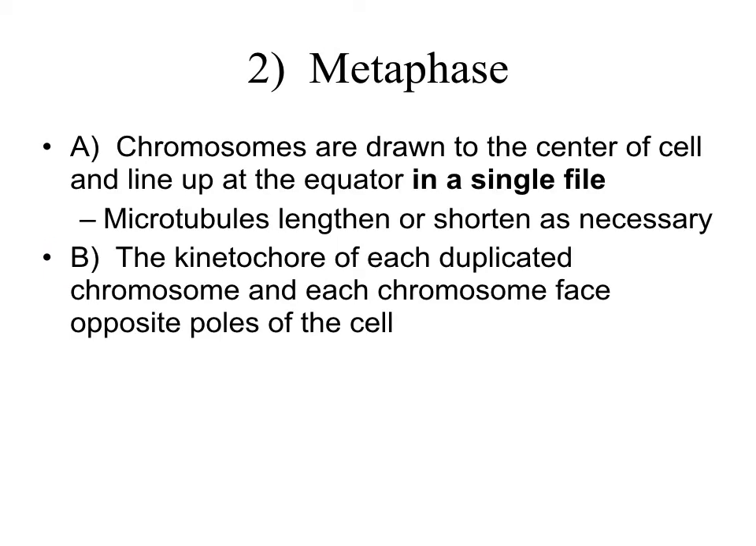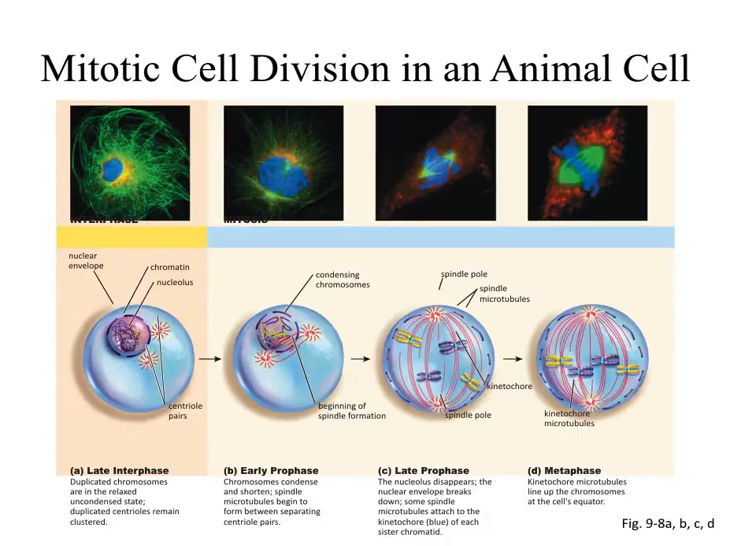In metaphase, and just look at the word meta coming from middle, the chromosomes line up single file at the center. They line up at the middle. That's really the main thing. And if you look at figure D here, here is metaphase. The chromosomes are single file, more or less at the middle, at the equator of the cell.